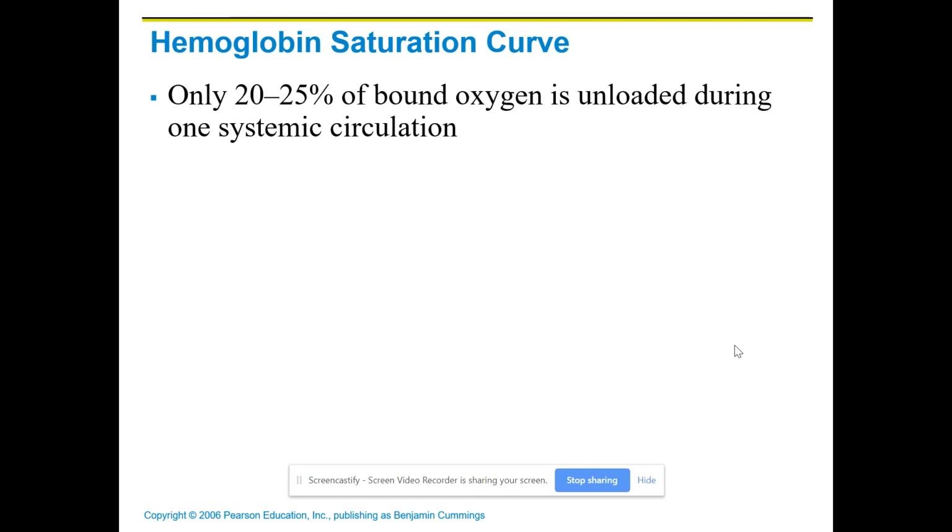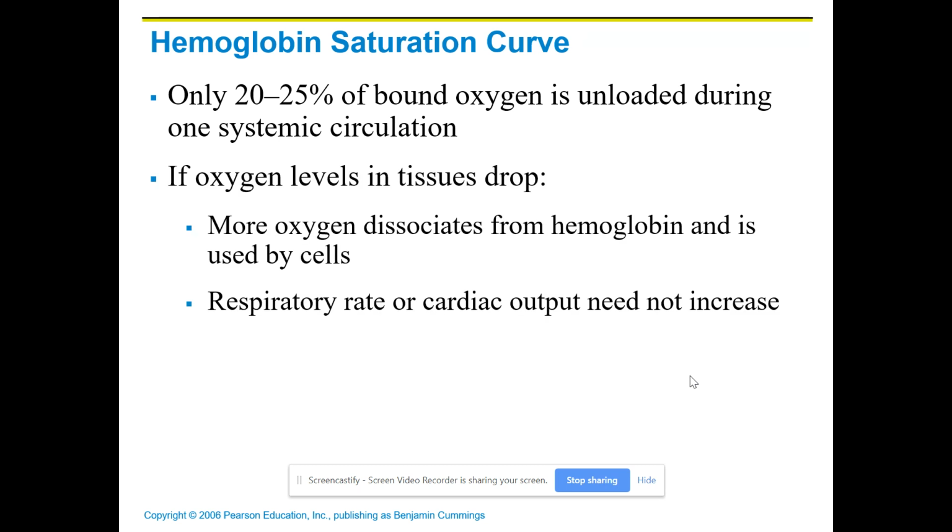Another thing is, as oxygen travels through the capillaries, not all of the oxygen comes off. At rest, only about 20 to 25% of oxygen comes off. What this means is if you start exercising, if oxygen levels in the tissues begin to drop, there's plenty more oxygen, about 75 to 80% of the oxygen. We did not drop it off before, but now that extra oxygen begins to dissociate from the hemoglobin and it can be used by the cells. In other words, we have more oxygen to give to our tissues without increasing respiration rate or cardiac output.